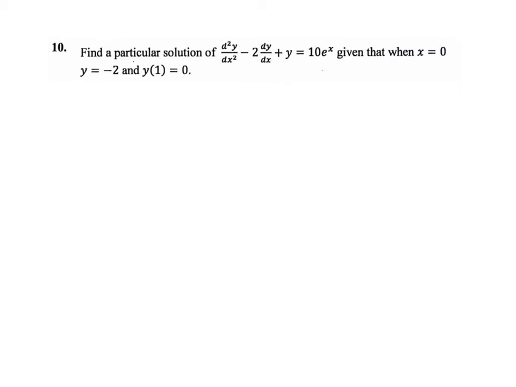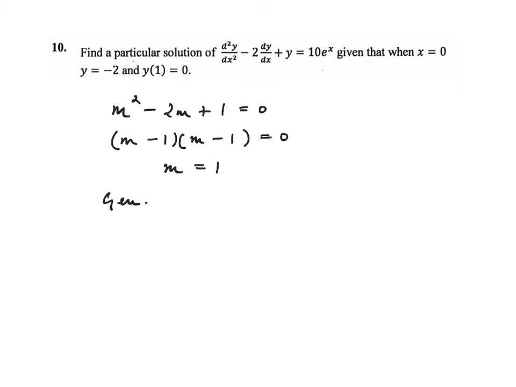So the auxiliary equation is m squared minus 2m plus 1 equals 0. And that factorizes to give m minus 1, m minus 1, so m equals 1. So the general solution then is that y equals ax plus b, e to the power of 1x.